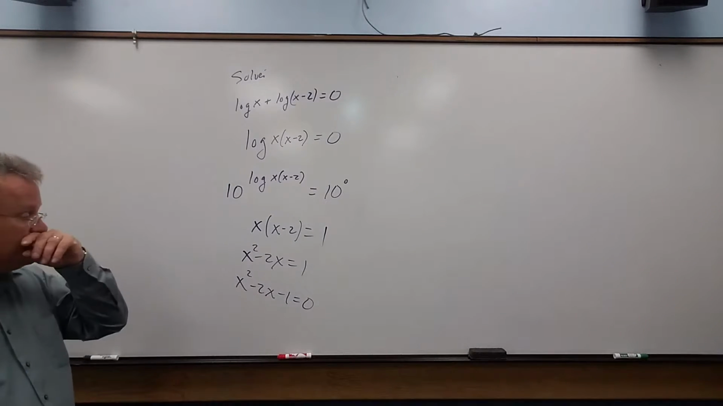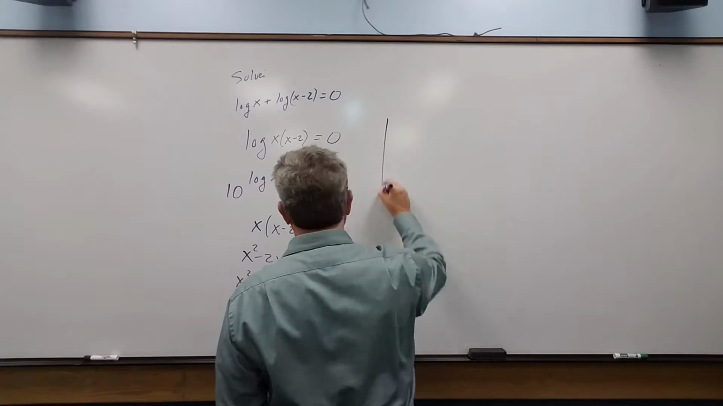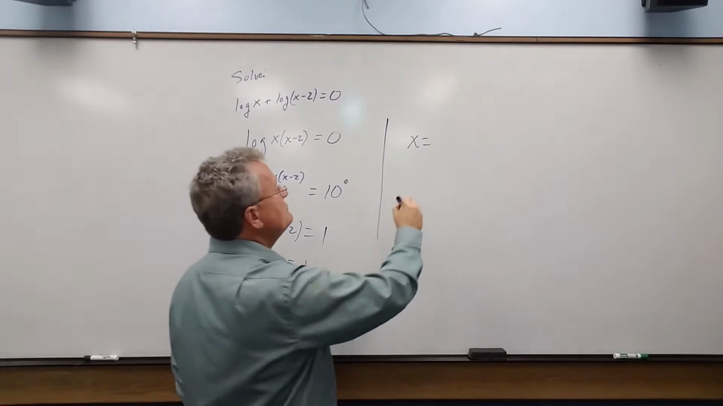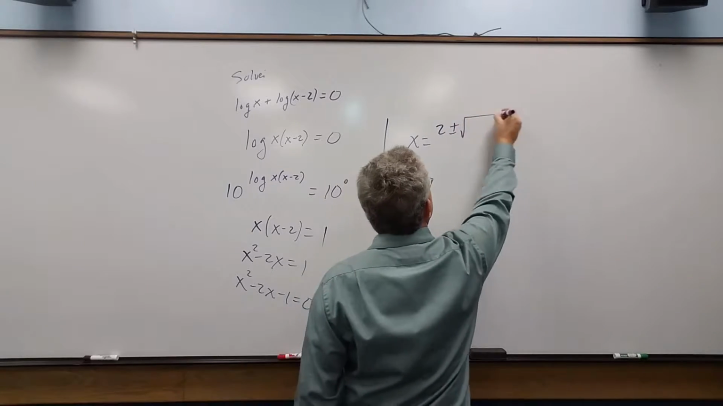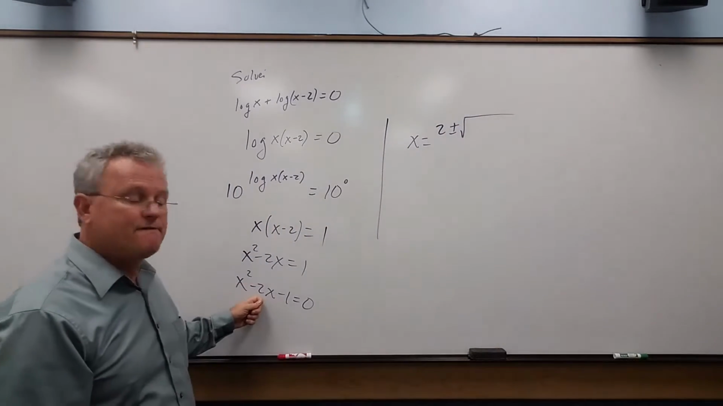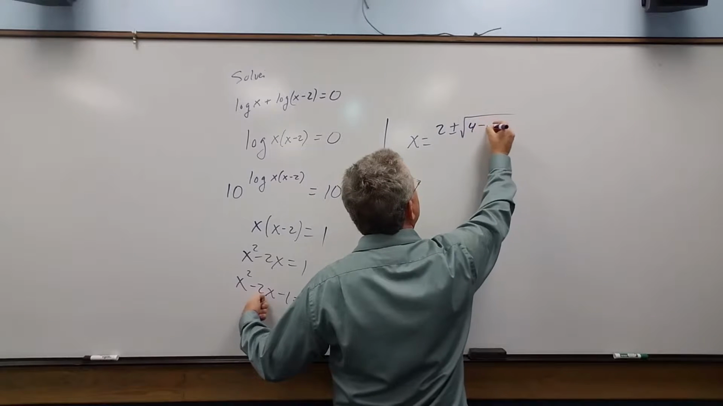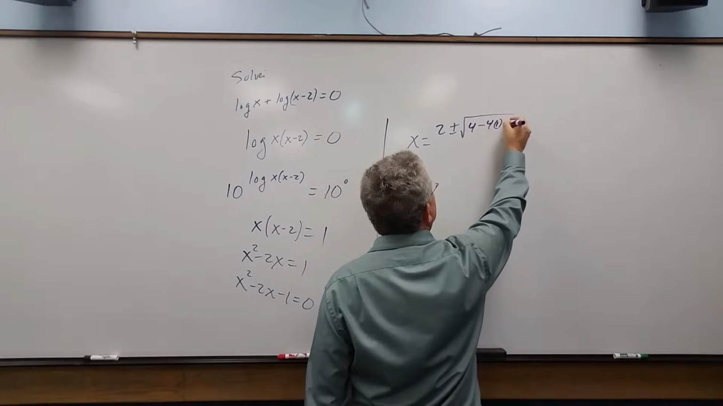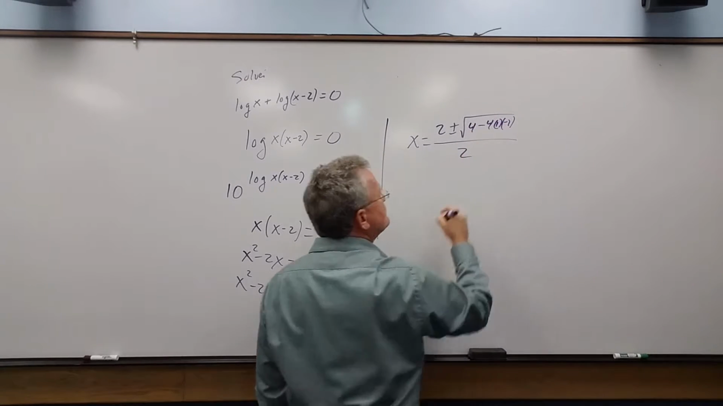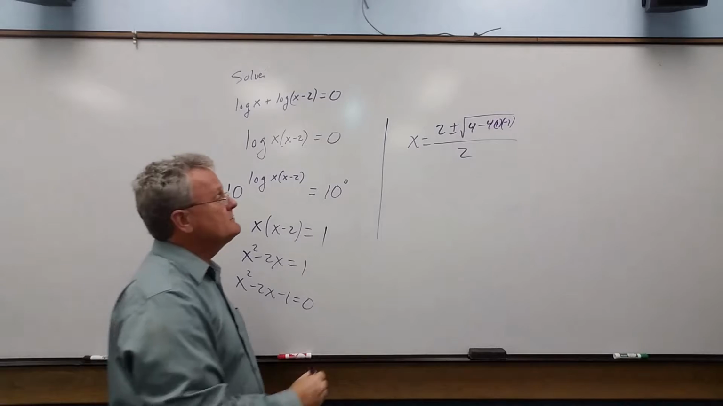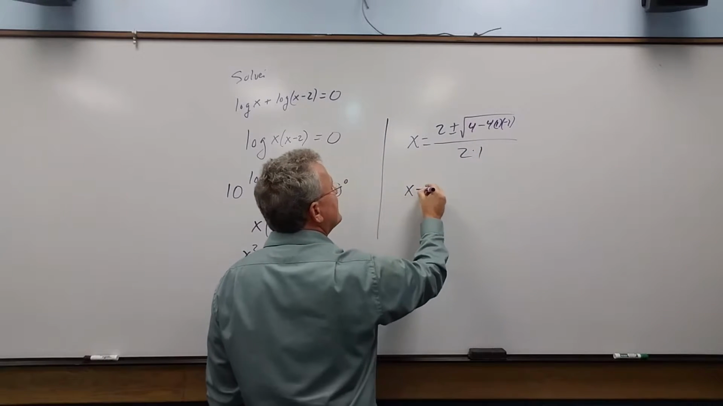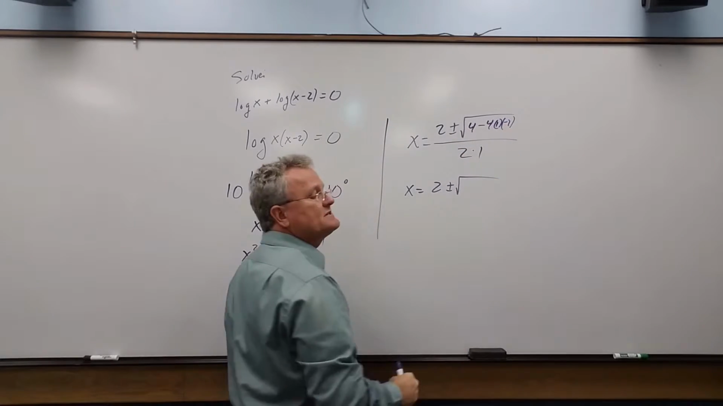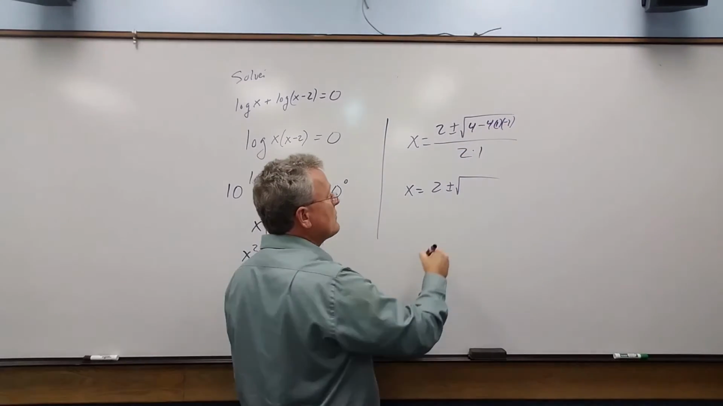To solve this, we need to use the quadratic formula because it does not easily factor. So x is equal to the opposite of negative 2, which is 2, plus and minus the square root of 4 minus 4 times 1 times negative 1, over 2 times A, which is 1. So x is equal to 2 plus and minus the square root of 4 minus a negative 4, which is 4 plus 4, which is 8.